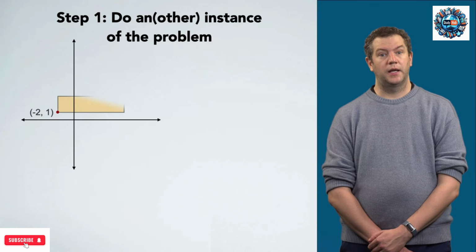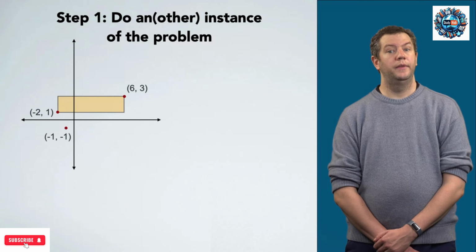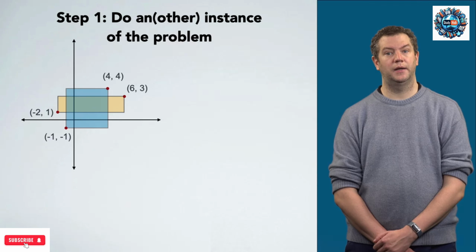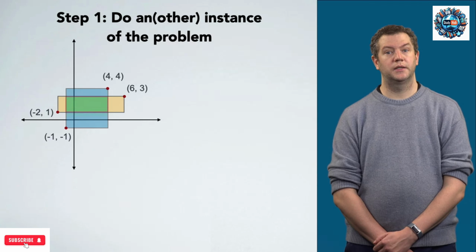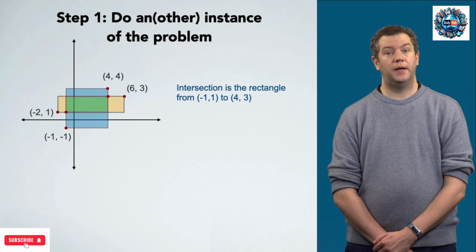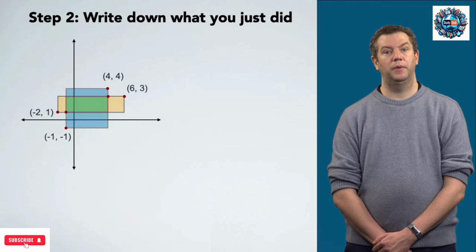For my first rectangle, I choose -2, 1 to 6, 3. Then I choose -1, -1 to 4, 4 for my second rectangle. The intersection here is in green, but what are the coordinates of its corners? This rectangle goes from -1, 1 to 4, 3. Now, let us write down exactly what we did.